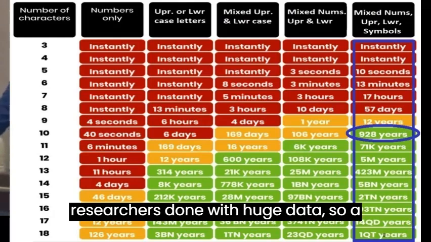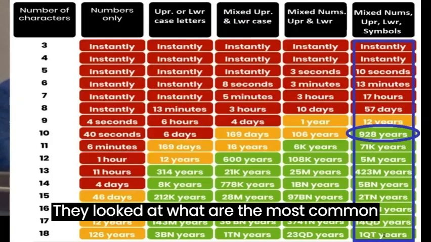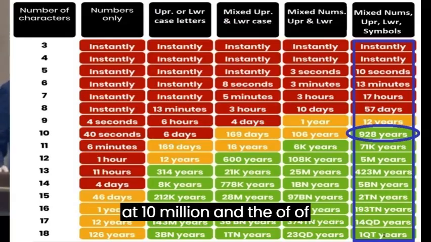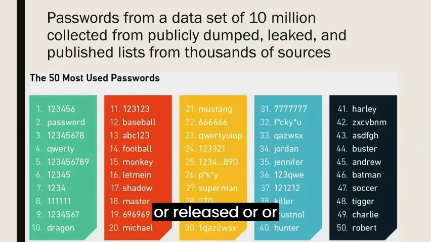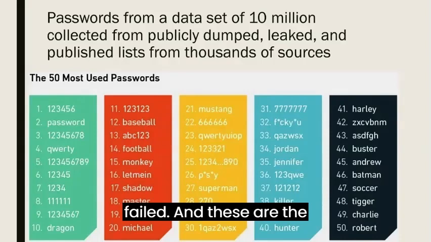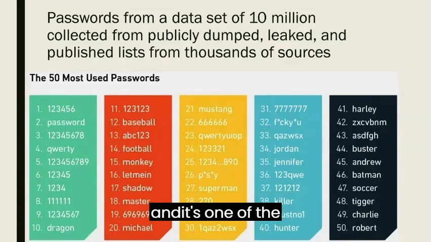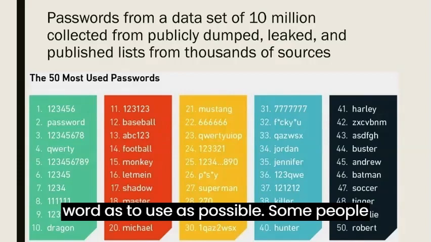There were many researches done with huge data, a collection of 10 million passwords. They looked at what are the most common passwords that people use. Looking at 10 million passwords that were either made available or released or leaked, the number one password in the world is this password, 1, 2, 3, 4, 5, 6. And it's one of the weakest. It's probably the weakest word to use as a password.